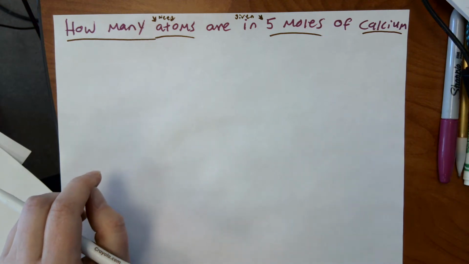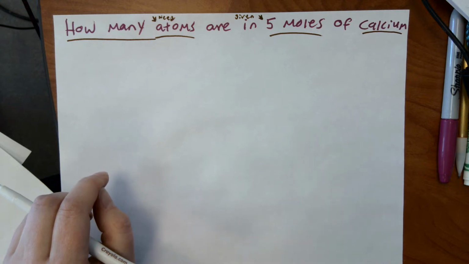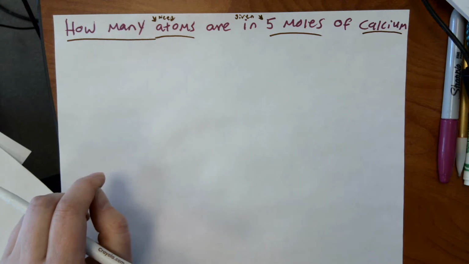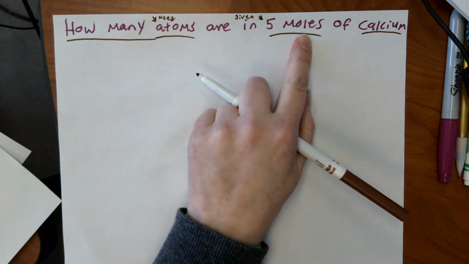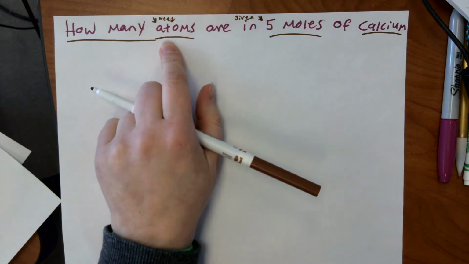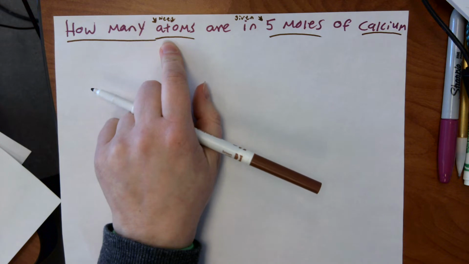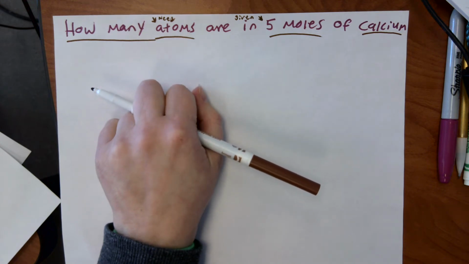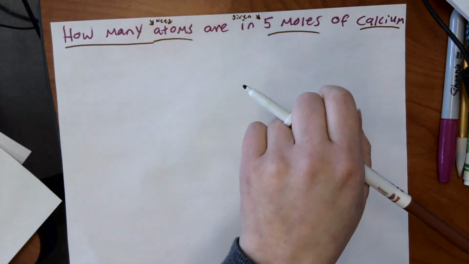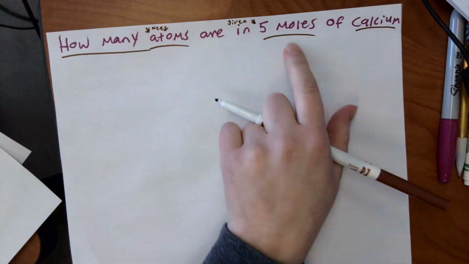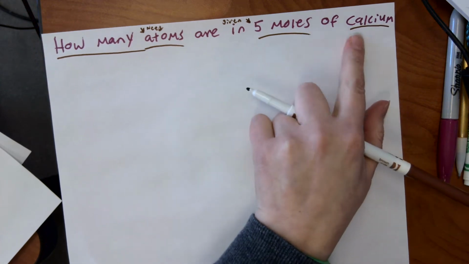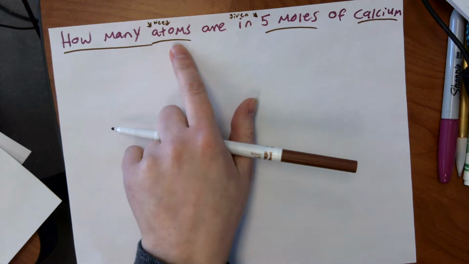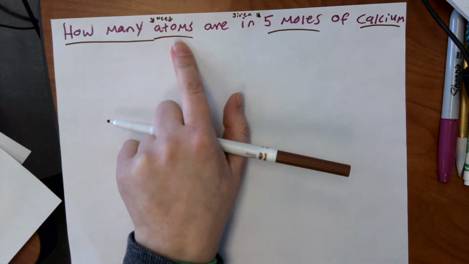Next thing you want to do is think of relationships between the things you have and the things you need to find. So for instance, what's the relationship of moles and atoms? And what's the relationship between calcium and moles? Because if you think calcium is important, you've got to think about that. And how is calcium related to atoms? Okay.